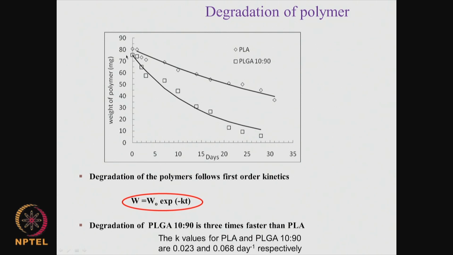We can assume a first order type of degradation like this: weight loss equals weight loss at time 0 times exponent minus kt. The k value for PLA, polylactic acid, is 0.023, and the k value for PLGA is 0.068. So, by having different amounts of glycolic acid, I can achieve different degradation rates, which means different k values here. The degradation we can generally assume as first order, as you can see in this nice fit. The experimental data are the squares and diamonds, and the model fit is given by the straight line.